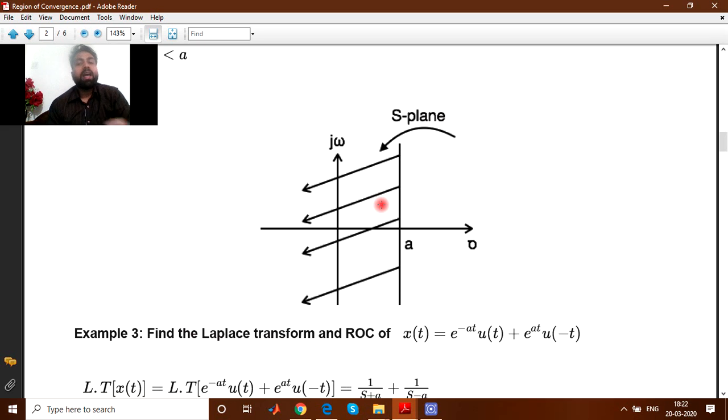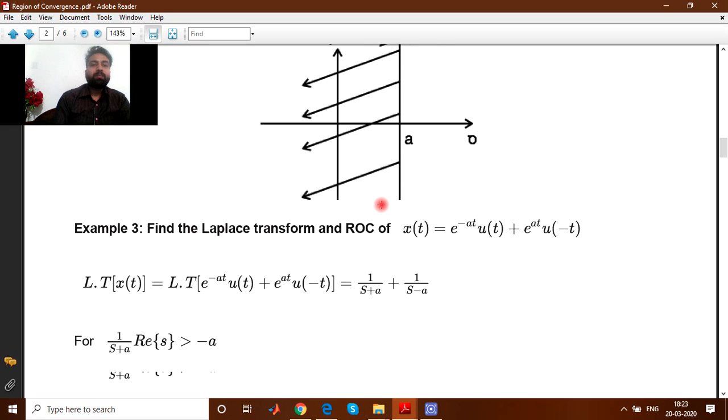So with the help of this kind of equation and calculation, one can easily find out if a particular signal is there and this particular signal is being converted into the frequency domain, where it exists, where it is defined actually. So this is the requirement of the region of convergence.